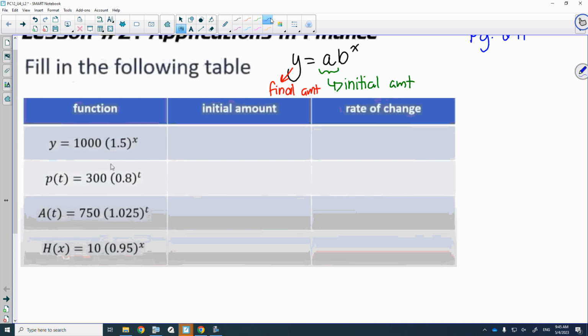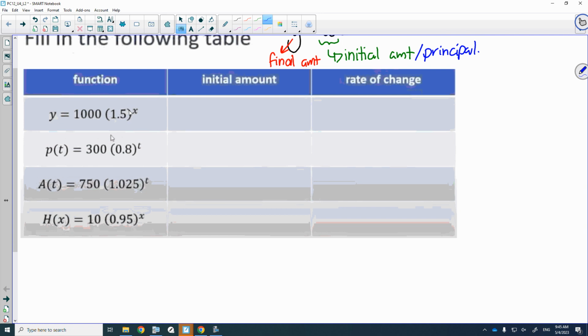When we're dealing with money, the initial amount of money that you invest is often called the principal. So you're going to see initial amount or you're going to see principal here. The principal amount is the initial amount you invest. So the initial amount for each of these functions would just be whatever the a value is. So we're going to have 1,000 is the initial amount. It doesn't tell me if it's money or bacteria or what it is, but these would be the initial amounts: 300, 750, and 10.